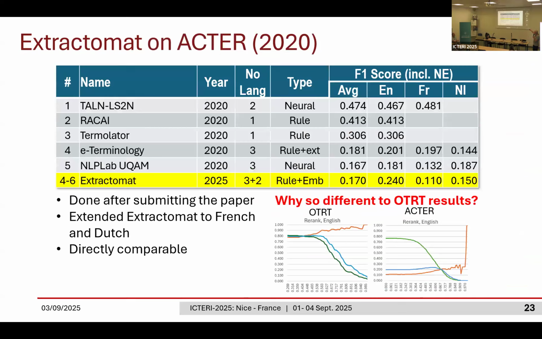And this is the result on ACTA, which have been done after we have submitted the paper, and when we extended ExtractMat to French and Dutch to be compared to all the participants. So what do we see here? We just noticed that the results are very different to our previous OT-RT experiment. And a good question is why?